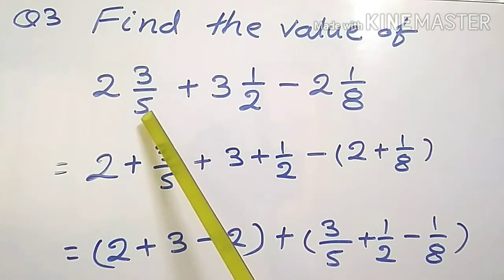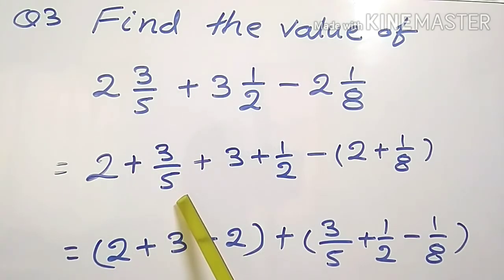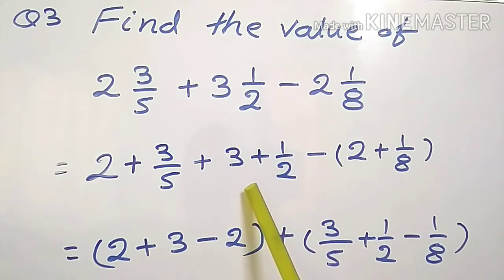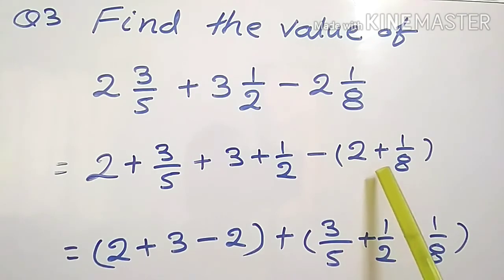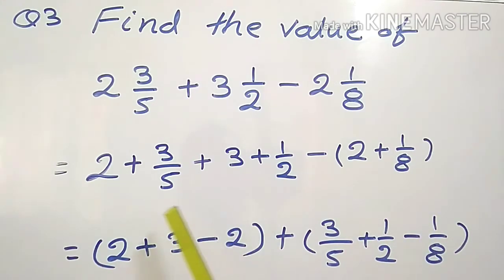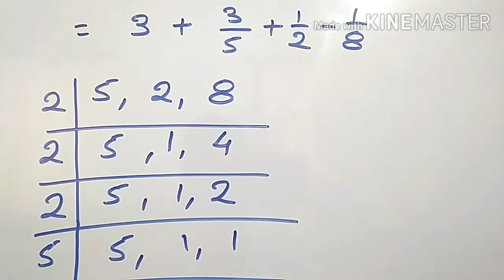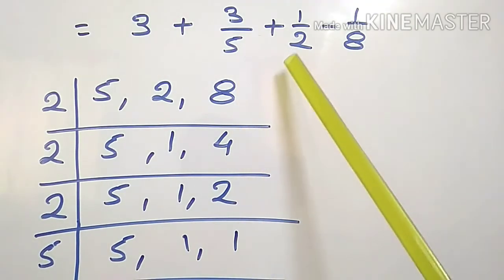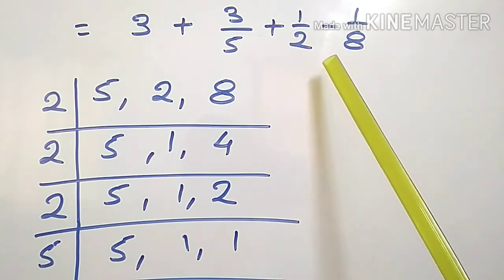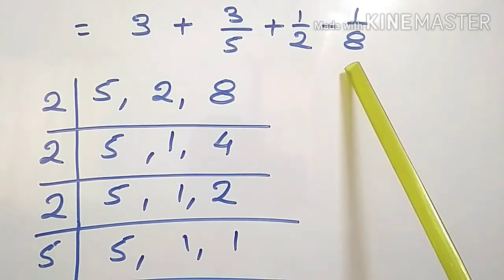2 whole number 3 by 5 can be written as 2 plus 3 by 5. 3 whole number 1 by 2 can be written as 3 plus 1 by 2. And 2 whole number 1 by 8 can be written as 2 plus 1 by 8. Then take the whole number parts 2 plus 3 minus 2 and the fractional parts 3 by 5 plus 1 by 2 minus 1 by 8. As the denominators of all these fractions 3 by 5, 1 by 2 and 1 by 8 are different, first we take the LCM of these denominators.